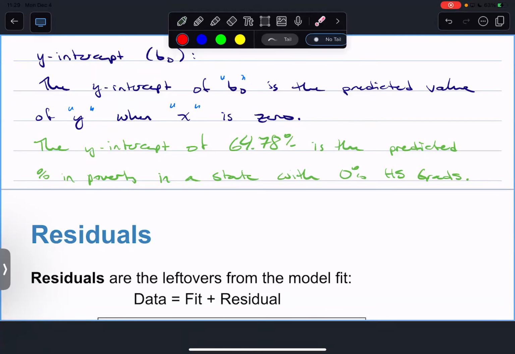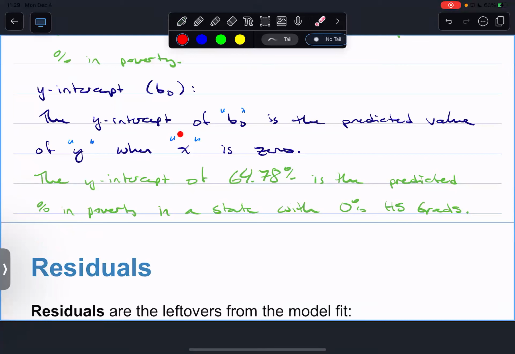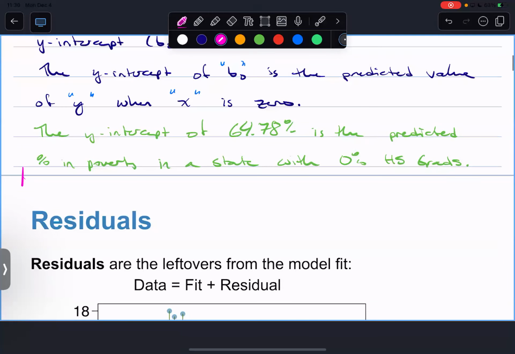Now, the obvious follow-up: is that meaningful? Not really. This is where you would argue, well, a state with 0% high school grads doesn't exist, assuming we still go to high school and we make our kids go to school and all those kind of fun things. And so here, the follow-up, I'll just put it on this page, hopefully I don't run out of room, is it meaningful?